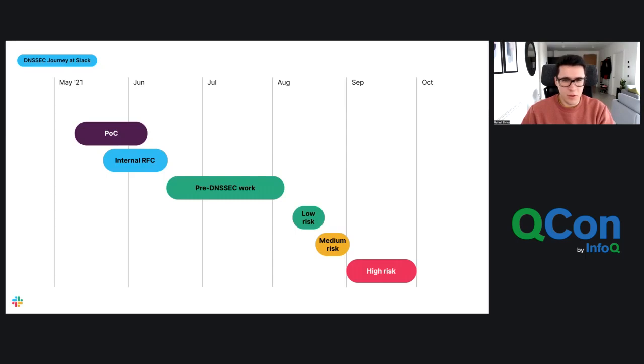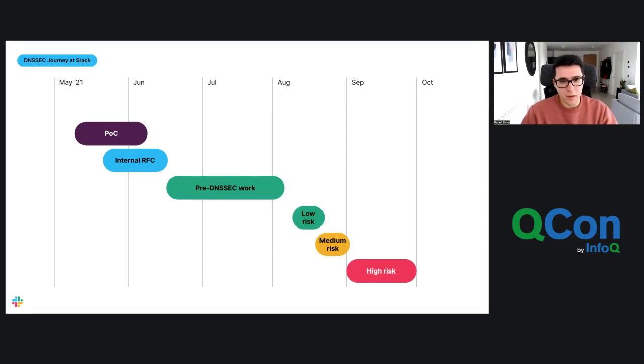Then, prior to starting the work to enable DNSSEC signing on any of these domains, we spent significant time simplifying our DNS setup and making some necessary zone changes in preparation for DNSSEC. I'm not going to cover these changes today, but feel free to reach out to me after the talk if you're interested, because we did a fair bit of work here. Once we deemed our zones to be ready for DNSSEC, we started with the actual rollout plan.